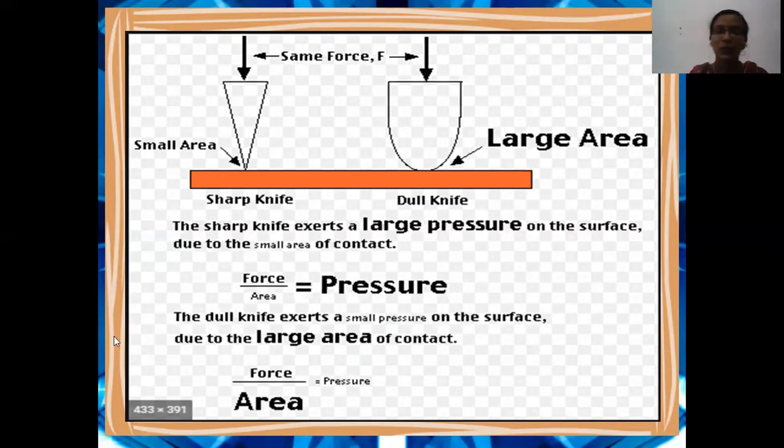Now, pressure equals force upon area. So if we are increasing the area, it means the pressure will decrease. Inversely proportional. Now if we increase the force, pressure will increase. But if we increase the area, pressure will decrease.